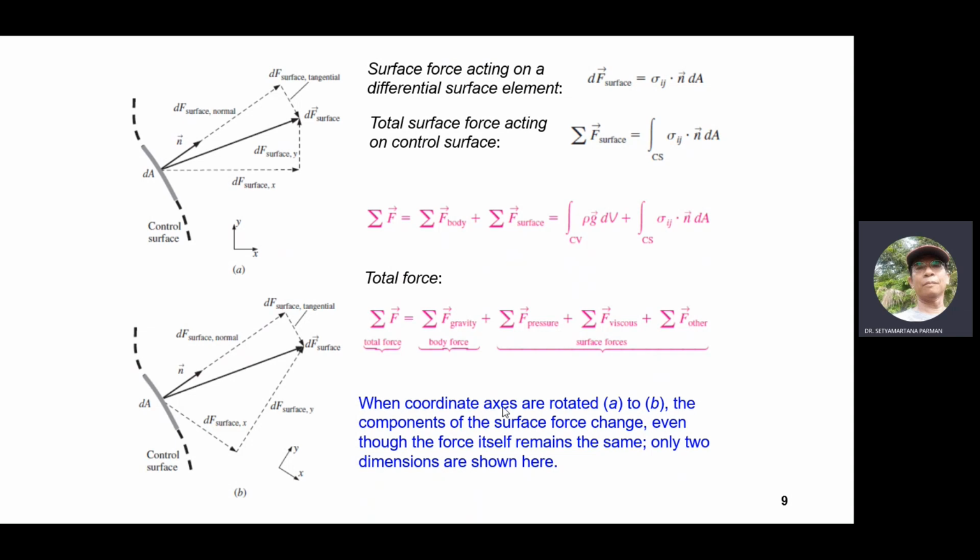So when the coordinate axes are rotated from the definition of coordinates at A to the definition of coordinates at B, the components of the surface force change, even though the force itself remains the same. Only two dimensions are shown here.